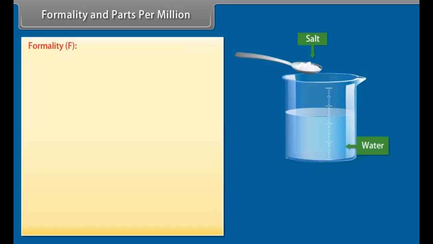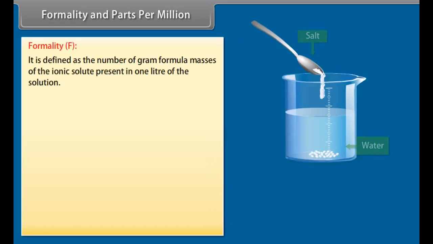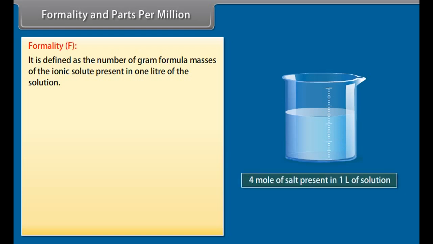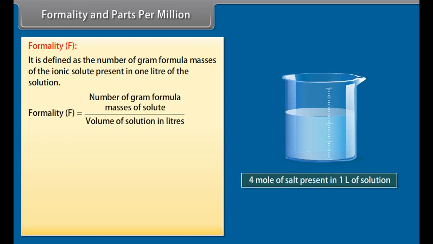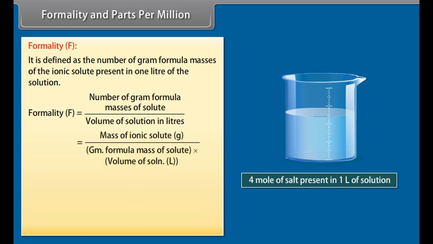Formality and parts per million. Formality. It is defined as the number of gram formula masses of the ionic solute present in 1 liter of the solution. It is represented by F. Mathematically, formality is represented by F is equal to WB in grams divided by product of gram formal mass of B and volume of solution in liter.